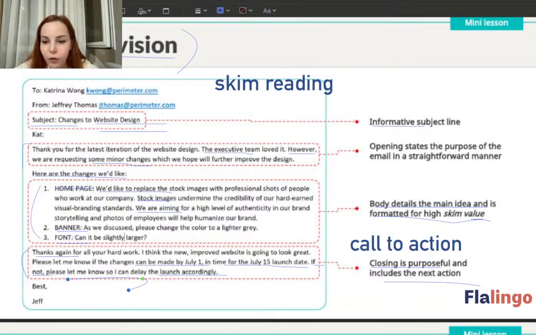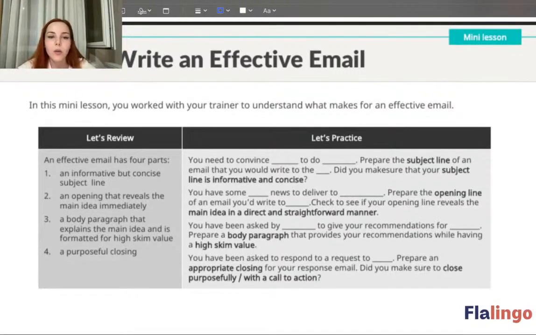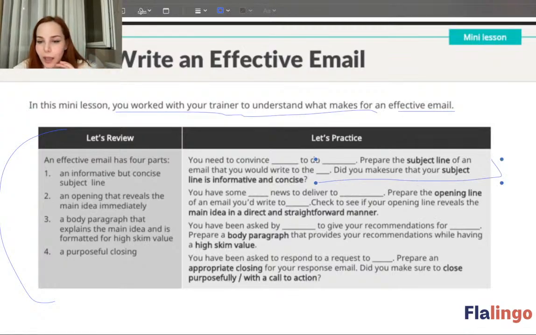Okay, I will summarize in a minute, but let's just take a look at the last slide. Okay, so you work with your trainer to understand what makes for an effective email, and this will be your homework actually. And I want everyone to watch this video, and after that I want you to give me some examples on writing an effective email. You can create your own sentences, you can give examples from your real emails. Maybe you have done this before. So we have some questions in here, and we have some exercises as well. I need you to fill in the blanks, and you can leave a comment down below, and after watching the video it will help you a lot to be more professional in your business life.